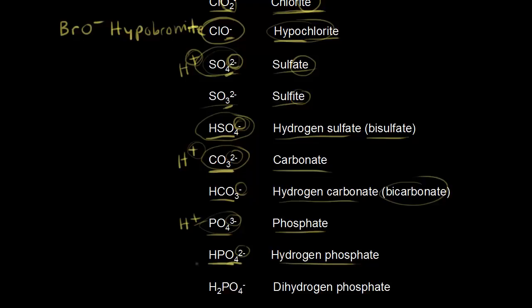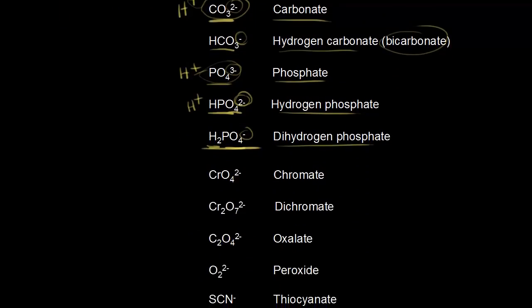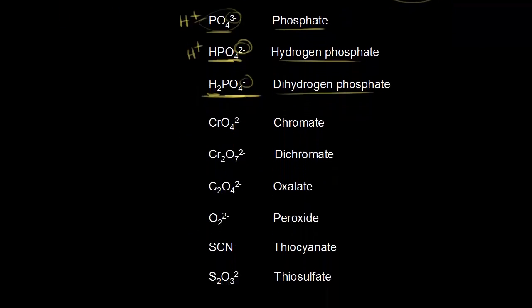All right, let's add on a proton to hydrogen phosphate. So we're adding an H plus onto hydrogen phosphate. That would give us 2 H's, right, PO4, and we'd go from 2 minus down to 1 minus. So H2PO4 minus is called dihydrogen phosphate. All right, let's continue on. One more set of polyatomic ions to know.